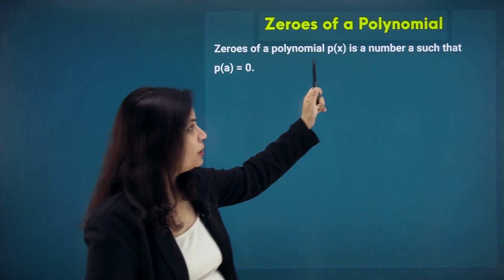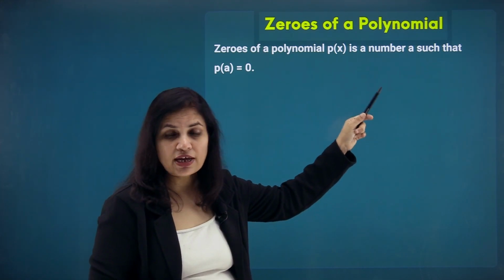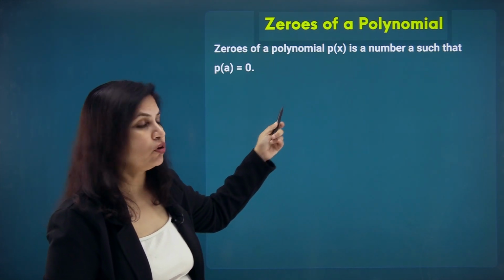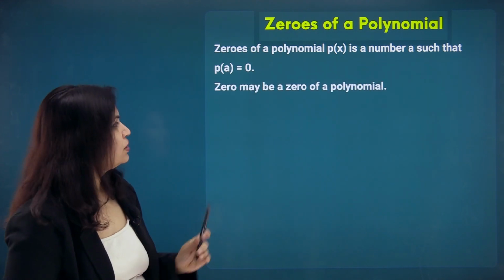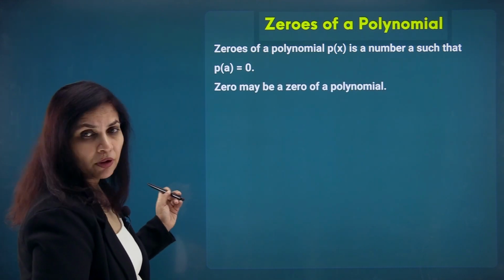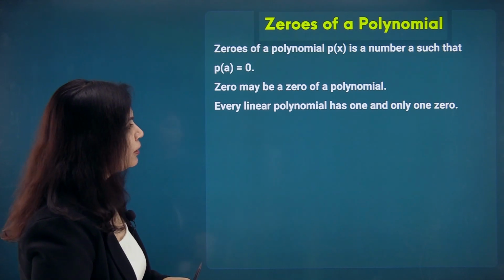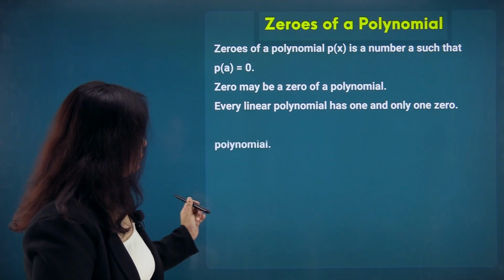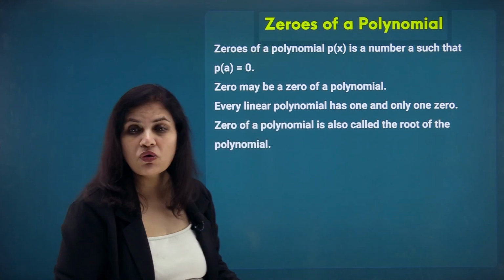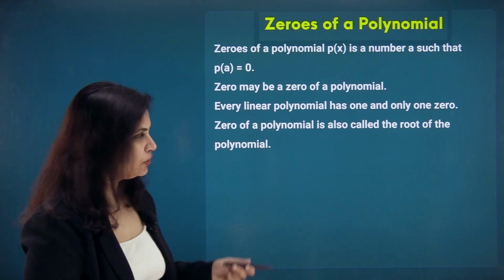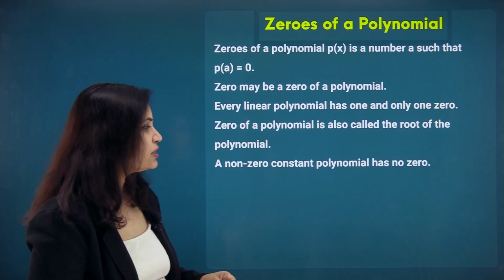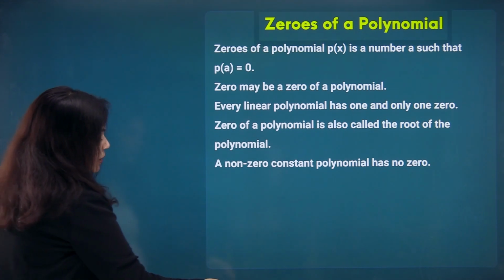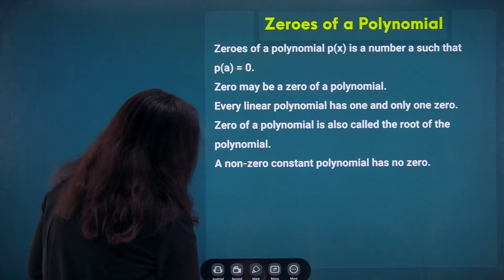What value of x do I choose so that I get f(x) equal to 0? Zero of a polynomial p(x) is a number a such that p of a, that particular value of x, will make the polynomial equal to 0. 0 may be a zero of a polynomial. Every linear polynomial has one and only one zero. Zero of a polynomial is also called the root of the polynomial. A non-zero constant polynomial has no zero. I would like to explain each point clearly.